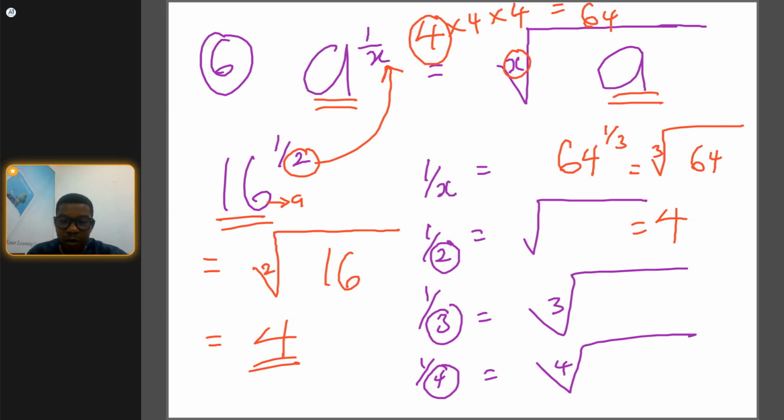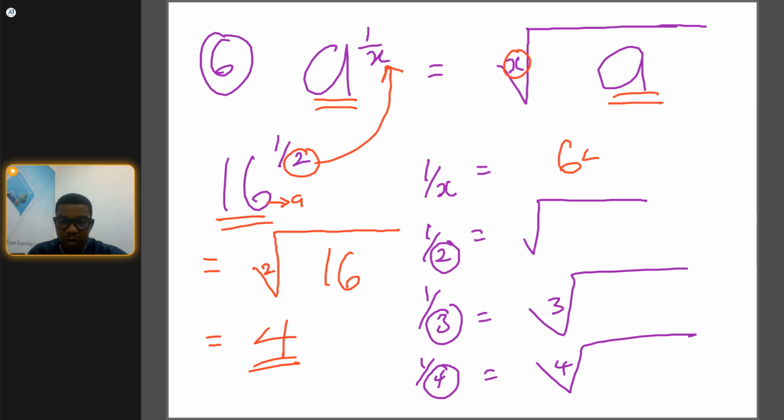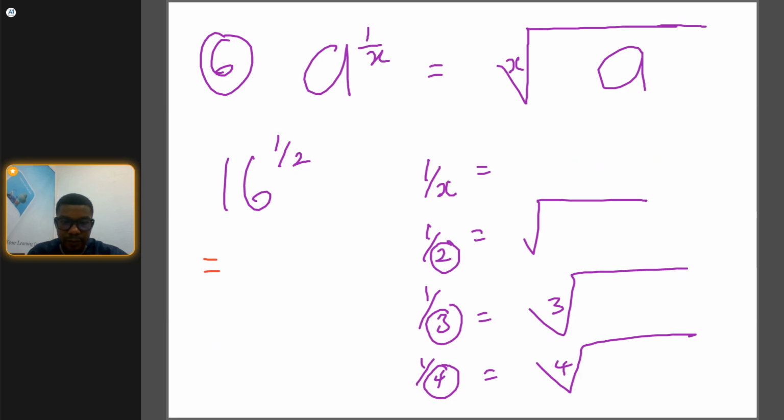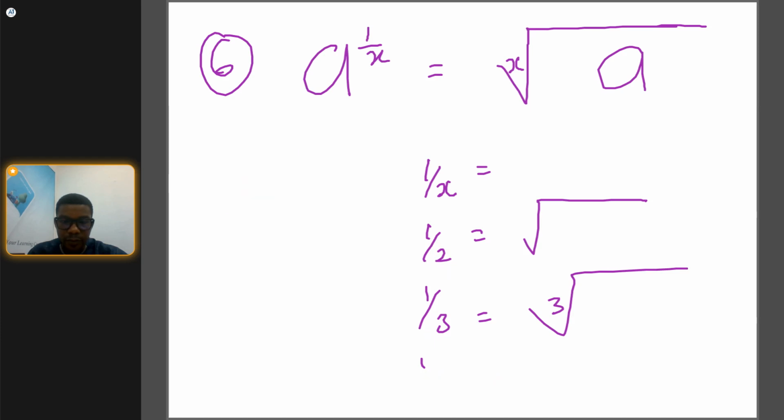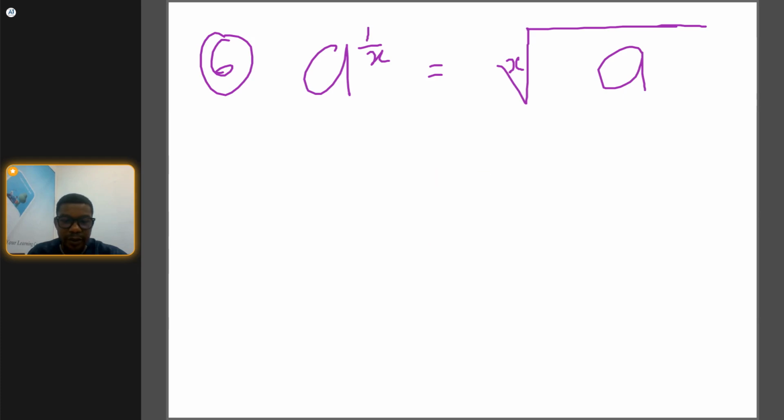Okay, I'll do one more simplification for this. We need to do one more for someone to understand. All right. So let's pick one more question on that. Okay, so let's consider this question this time around. We have 8 raised to power 1 over 3.